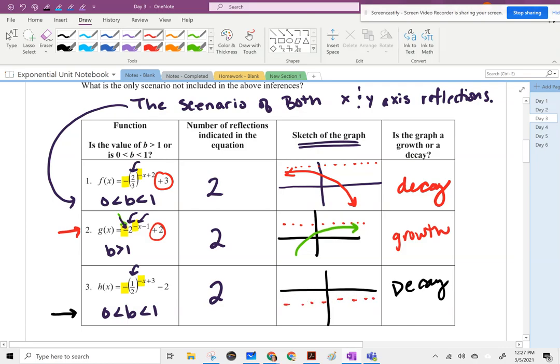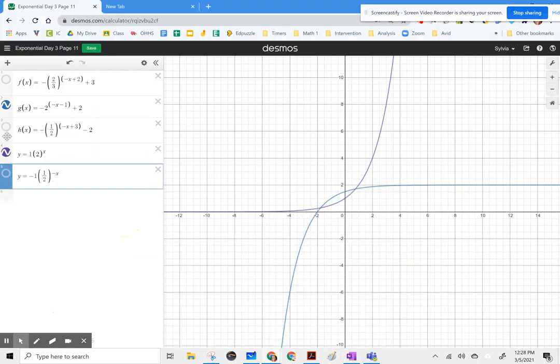Our graph should be below the horizontal asymptote, but normally a decay would be decay at a decreasing rate. But now with 2 reflections, we're going to be a decay at an increasing rate. So that's what our graph is going to look like. Let's go ahead and check out Desmos and see if that's what it gives us. There we go. So we have a decay at an increasing rate.